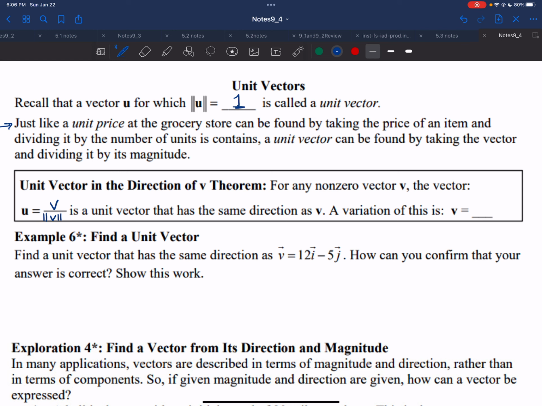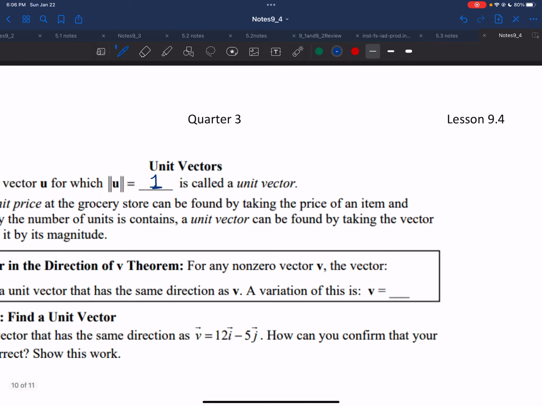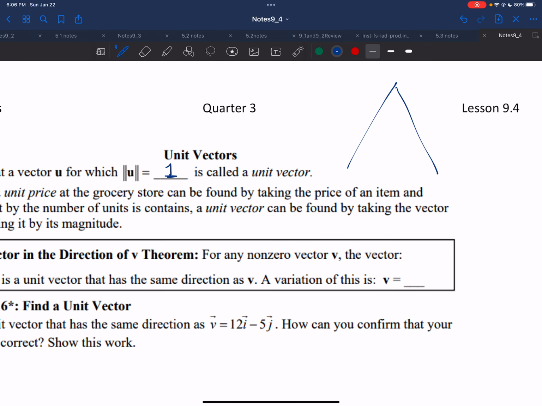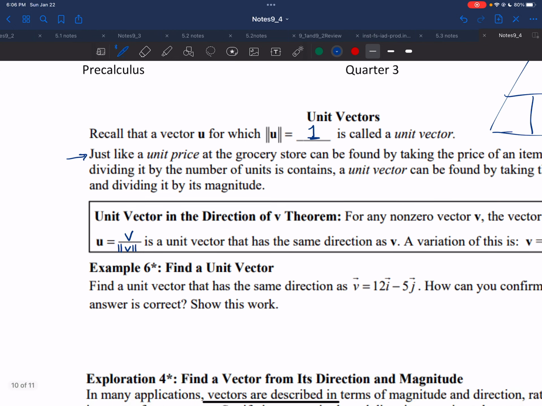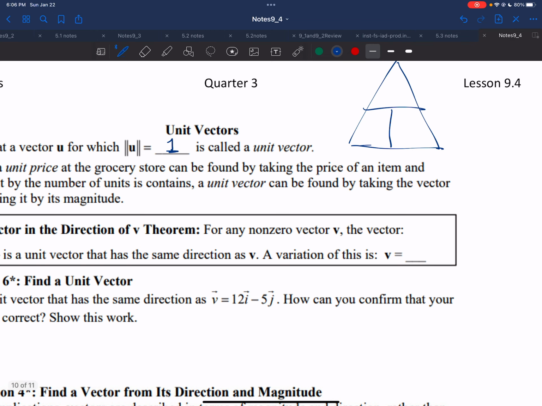Okay. A variation of this, you guys know that I use those magic triangles, right? So if we know that u is equal to v over the magnitude of v, then we can also say that v is equal to my unit vector times that magnitude. So if I know what my unit vector is, I can get my actual vector by multiplying that unit vector times the magnitude of what I've got.